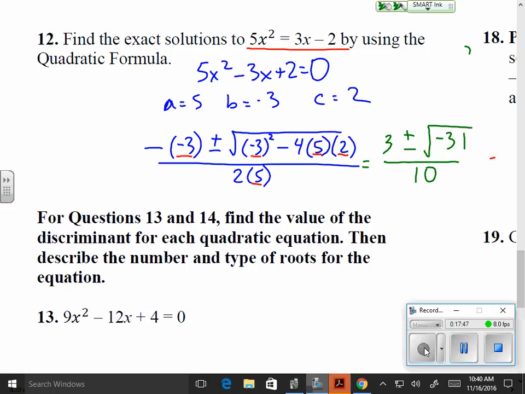-31 is my discriminant. Being negative means I'm going to have imaginary numbers. I'm going to take the negative sign and bring it outside as an i. 31 is prime, so this is going to be left as (3 ± i√31)/10.